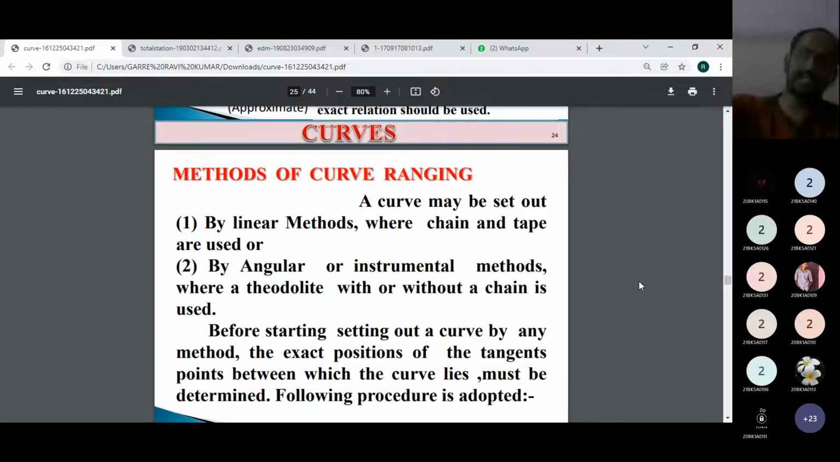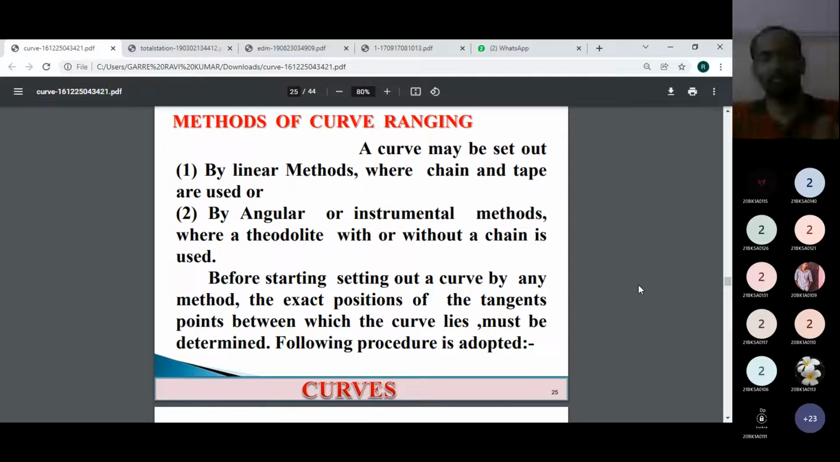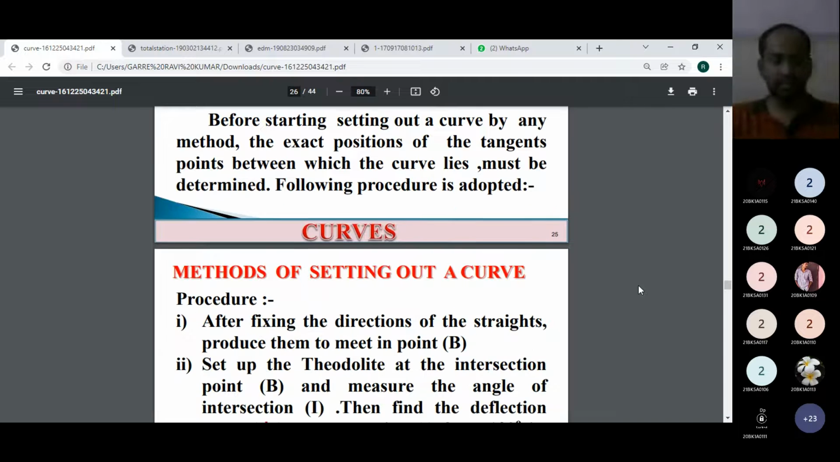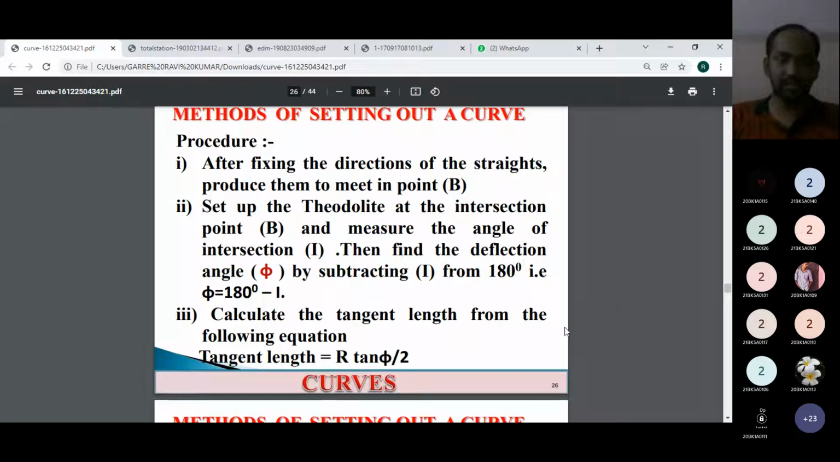In that case also, for measuring the deflection angle as well as the central angle, we can calculate them. Even for accuracy, or for checking, we can use the angle measuring instruments, and then we can confirm that the curve we have set out is correct. So these are the two kinds of instruments we can use for setting out a curve, and these are the different methods we can use.